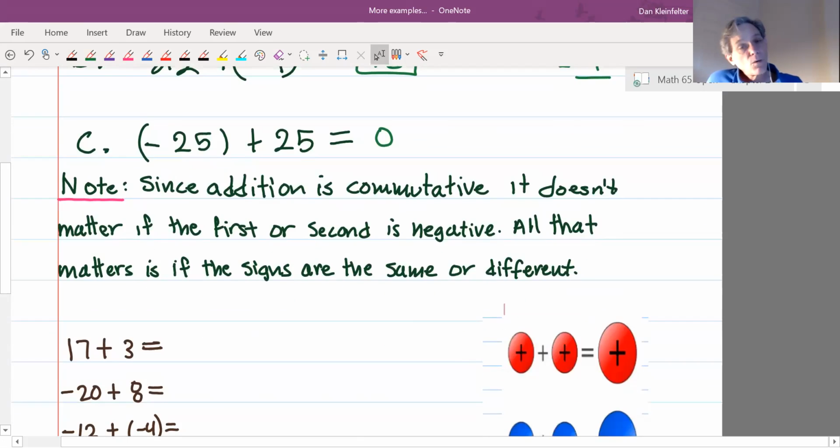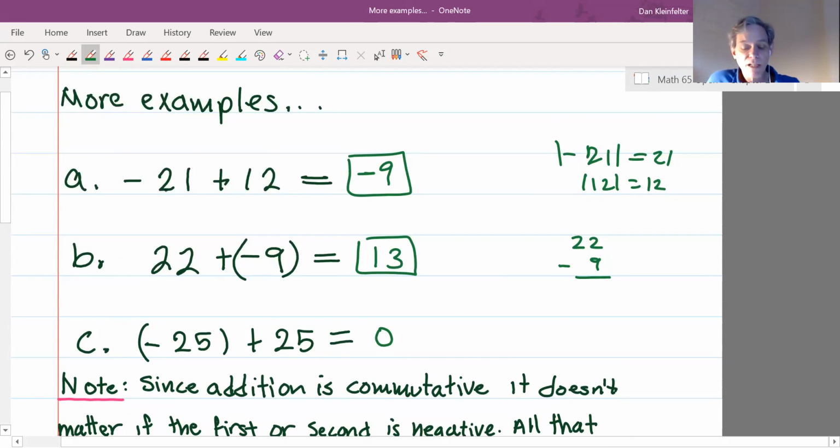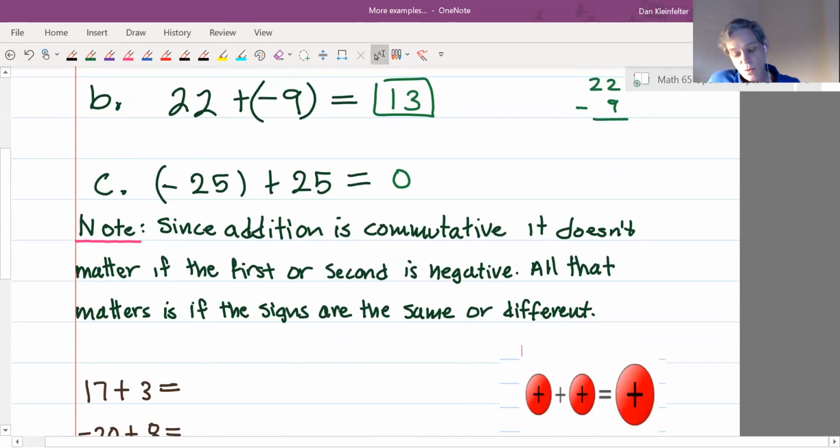Okay, one important point. Since addition is commutative, right? 5 plus 2 is the same as 2 plus 5. Since addition is commutative, it doesn't matter if the first or second is negative. So if you look at this and say, okay, well, the negative 21 is the first number and 12 is the second, would this be different than 12 plus negative 21? It doesn't matter what order it's in, right? So don't be thinking, okay, well, the first is negative and the second is positive. It doesn't matter which is in front. It doesn't matter if the first or second is negative.